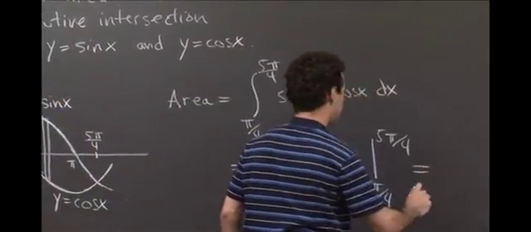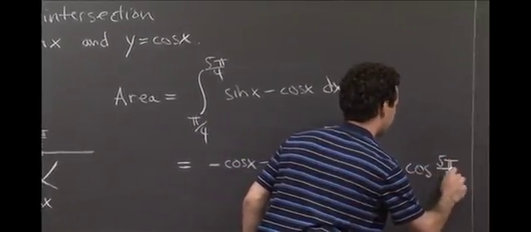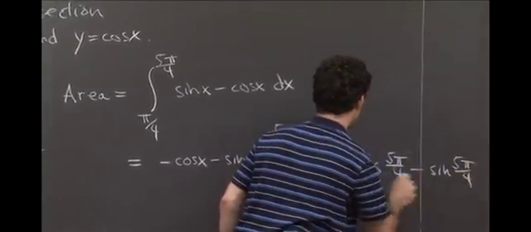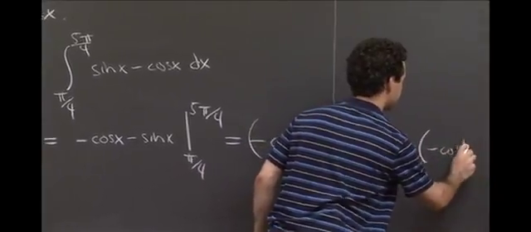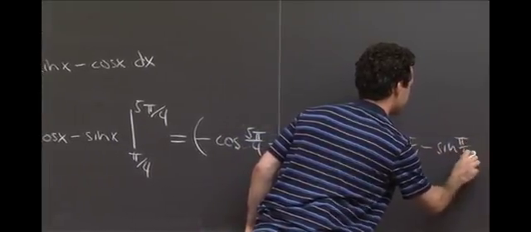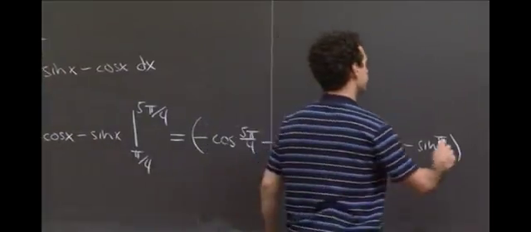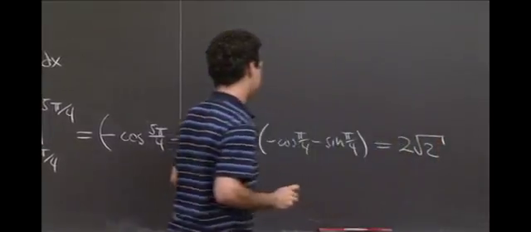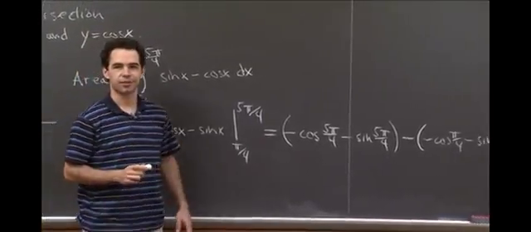So this is equal to minus cosine 5 pi over 4 minus sine 5 pi over 4, minus, minus cosine pi over 4 minus sine pi over 4. And I'm sure you can work out for yourself that this is equal to 2 times the square root of 2, if I haven't botched anything terribly. So I'll end there.